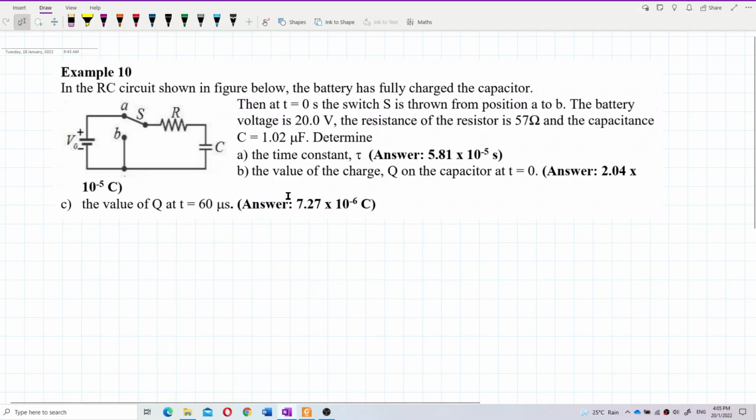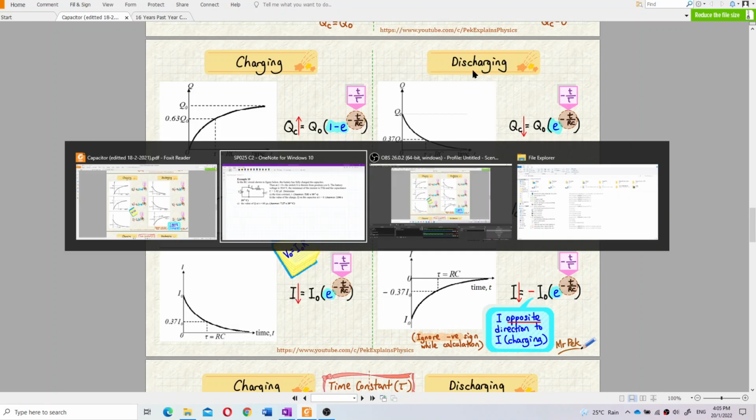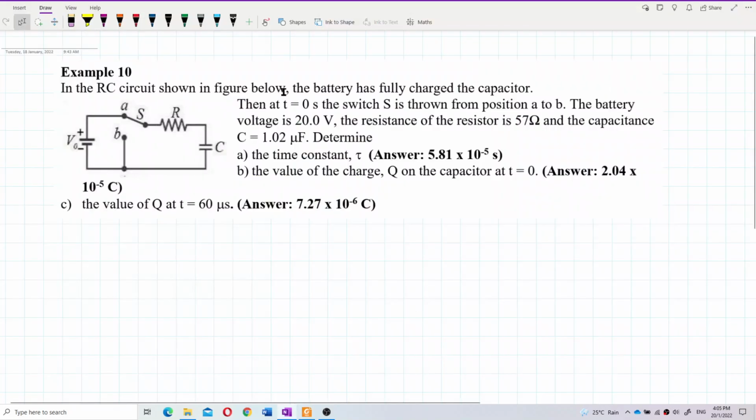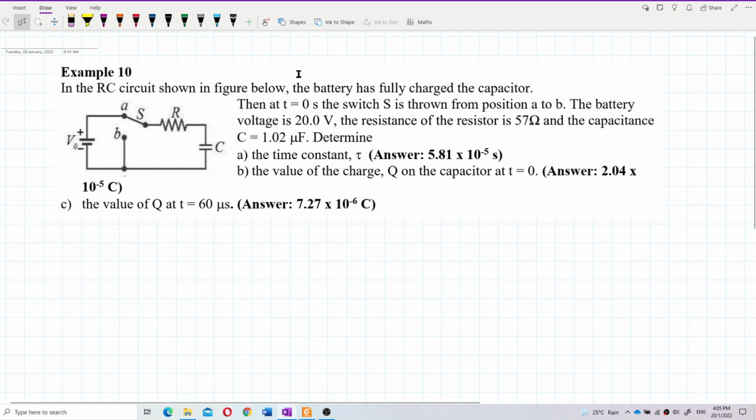First of all, we should look at the whole question. This question is about charging or discharging a capacitor. Is it charging or is it discharging? We need to identify that first. Look at here.